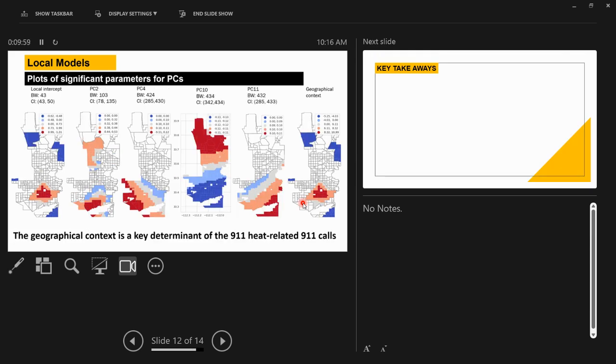Again, here we have plots of significant parameters for the PCA-based model. And we are able to see that the geographical context seems to be a key determinant for both models, whether it's a PCA-based model or an actual variable-based model. And so this is the beauty of trying to model at the local context and capturing the geographies of variability at the local level.